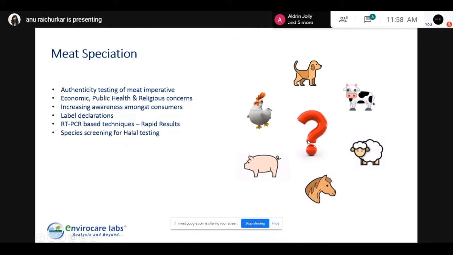So you may never really know what you are consuming. So it is extremely important that meat speciation also be done. This is extremely critical because it has economic implications, implications for public health, and it is a religious matter for some as to what exactly they are consuming.